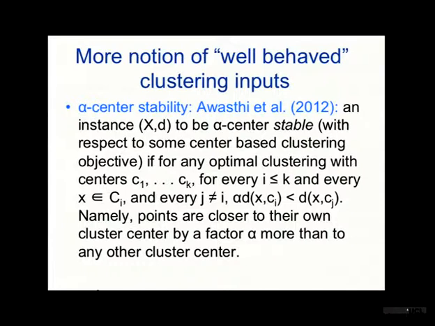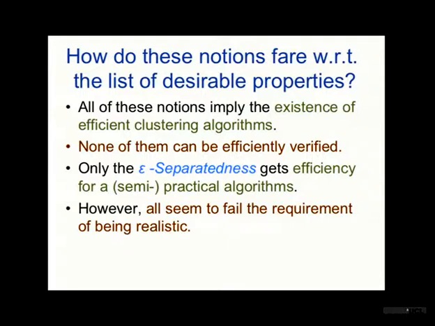So how do these notions fare with respect to the list of desirable properties? All of those notions imply the existence of an efficient clustering algorithm. In terms of verification, none of them allows you to verify whether an input is good or bad. If you notice, in the definition of what is a good instance, we're talking about the optimal solution. A good instance is defined with respect to the optimal solution, and we never know what the optimal solution is. So nothing here is verifiable.